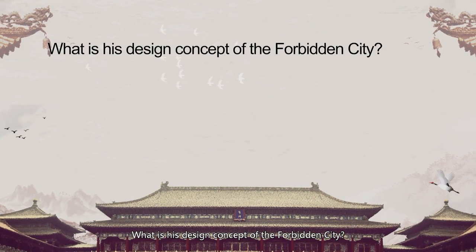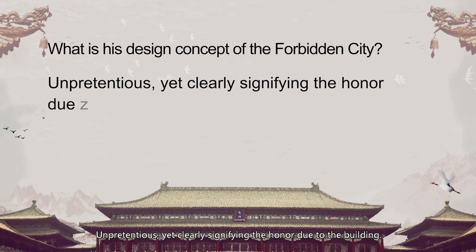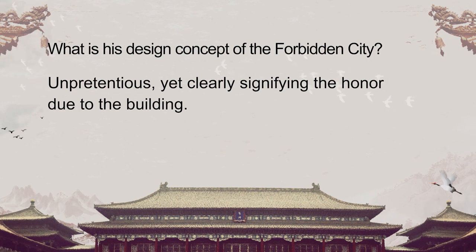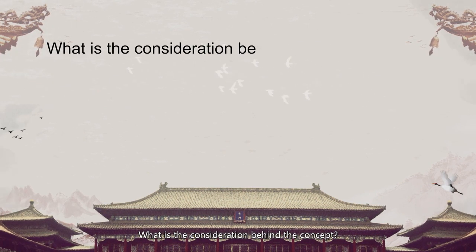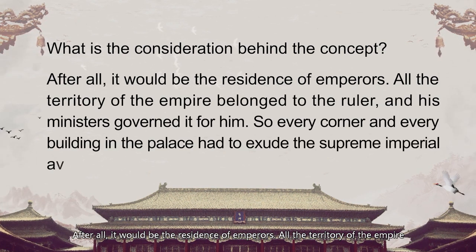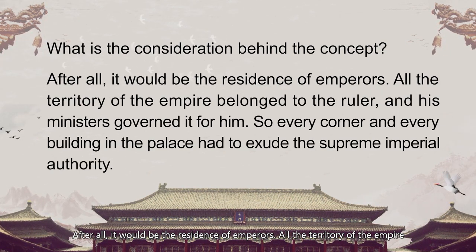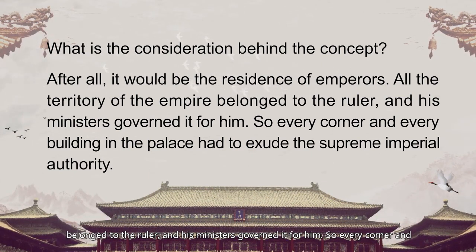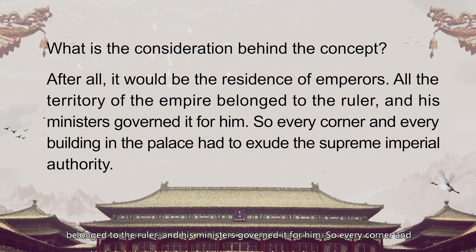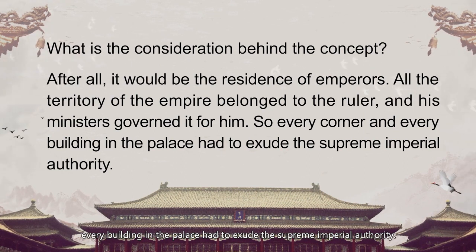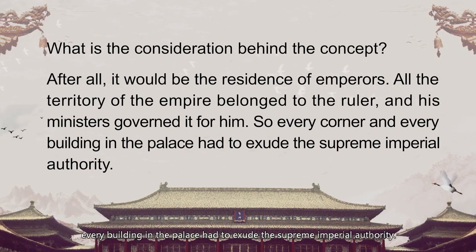Okay, now we try to answer the following questions in English. What is his design concept of the Forbidden City? Unpretentious, yet clearly signifying the honor due to the building. What is the consideration behind the concept? After all, it would be the residence of emperors. All the territory of the empire belonged to the ruler, and his ministers governed it for him. So, every corner and every building in the palace had to exude the supreme imperial authority.